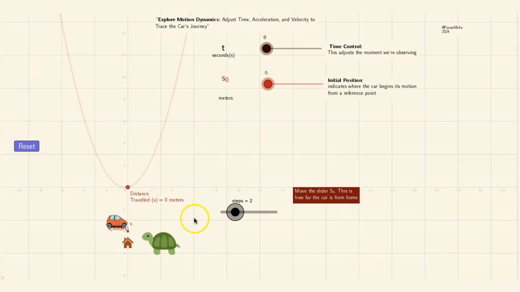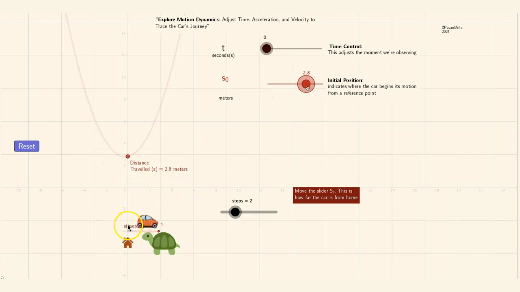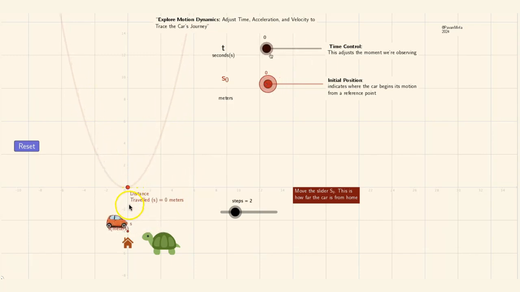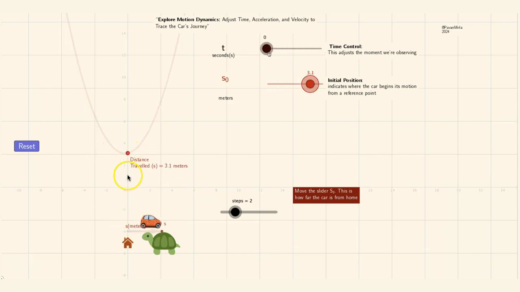Here is a slider called S0. S0 represents the initial position of the car, or its displacement from the origin, that is home here. By adjusting S0, observe how the position curve on the graph changes. As we raise the value of S0, the position curve moves up vertically. Why? It is just the car's starting point in relation to home.